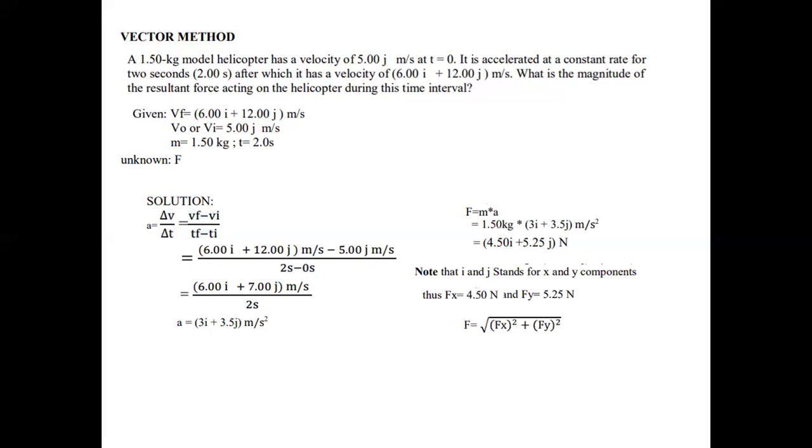To solve now for the resultant force, F is equal to the square root of the x component of force squared plus the y component of force squared. Now let's substitute the values. This gives us the square root of 4.5 newtons squared plus 5.25 newtons squared, or simplifying gives us 6.91 newtons.